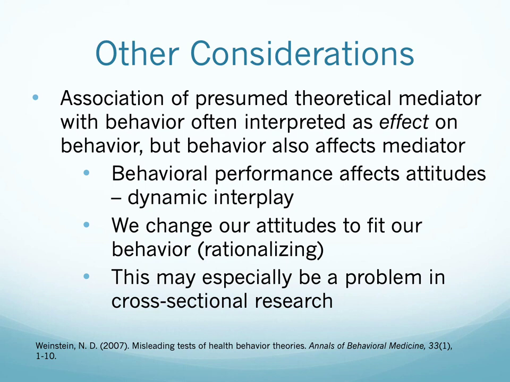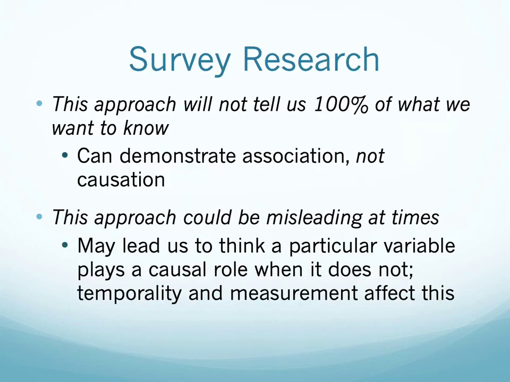Also, we sometimes change our attitudes to fit our behavior, also known as rationalizing. This may especially be a problem in cross-sectional research because we're measuring all these variables at the same time, and thus we cannot get at these different kinds of interplays between these variables. Going back to what I said earlier, the survey research approach will not tell us 100% of what we want to know. While it can demonstrate association, it cannot demonstrate causation.